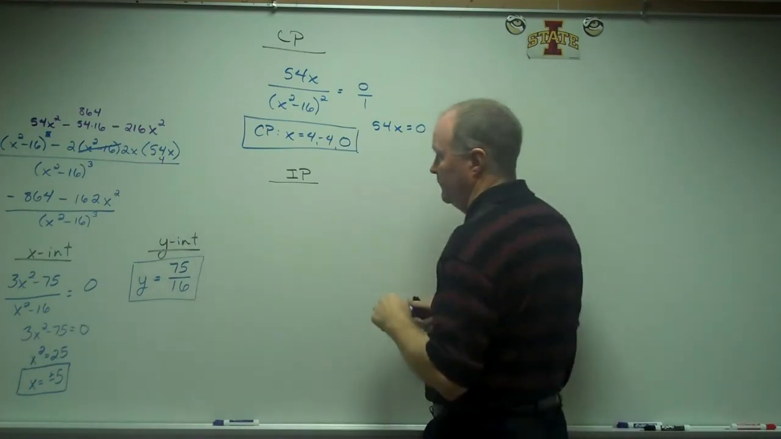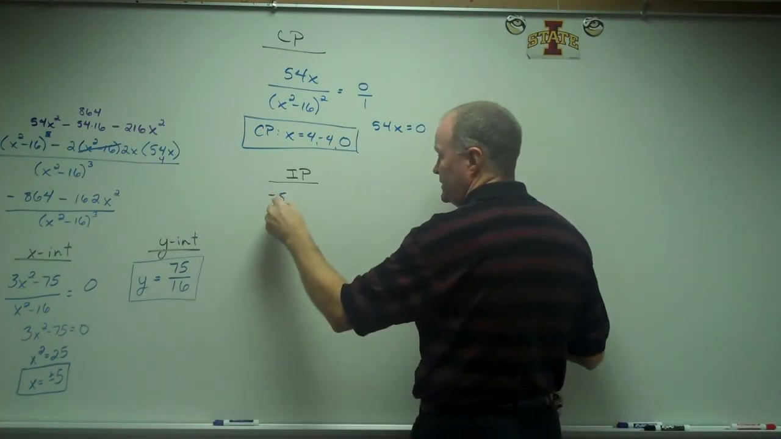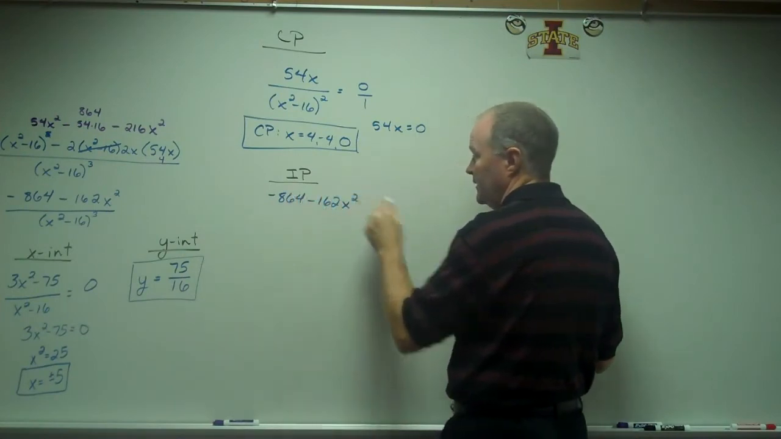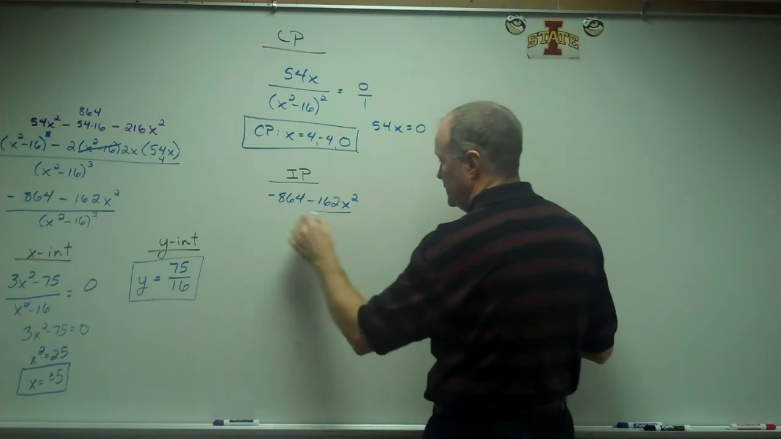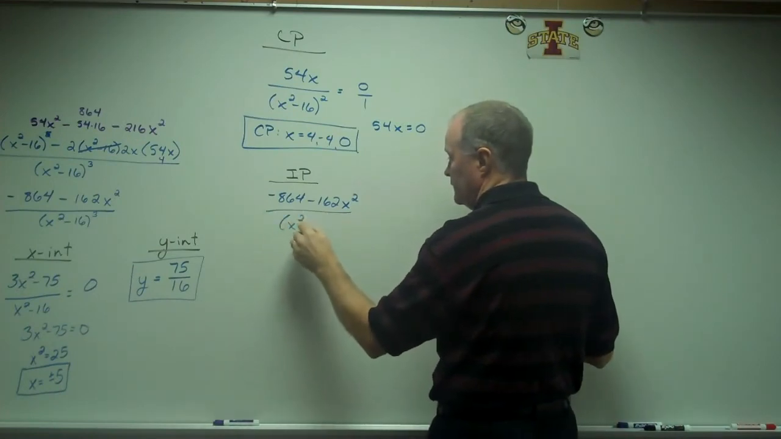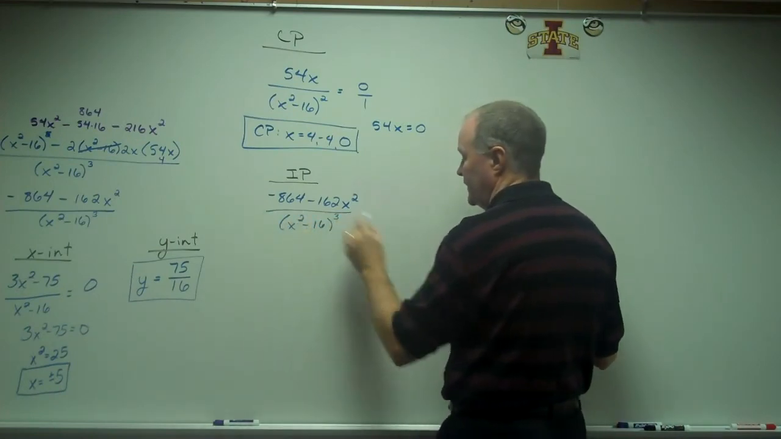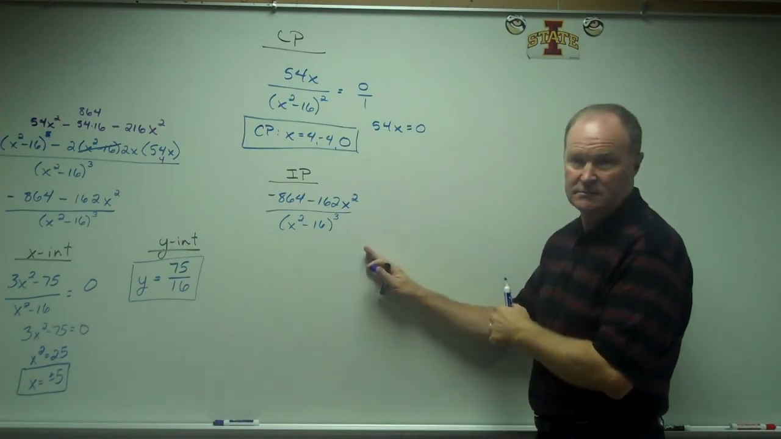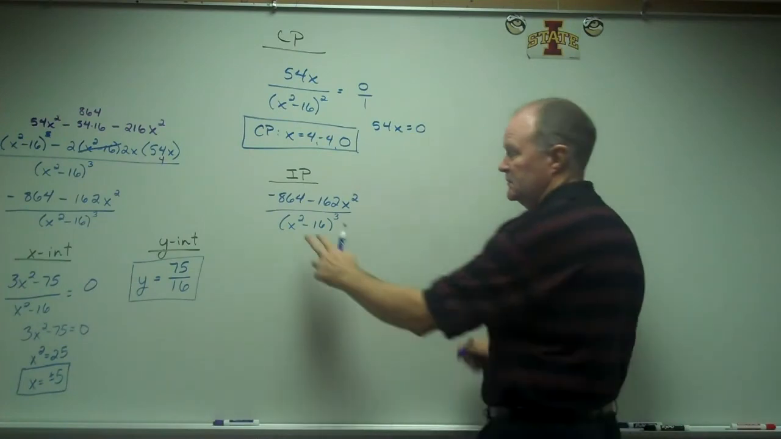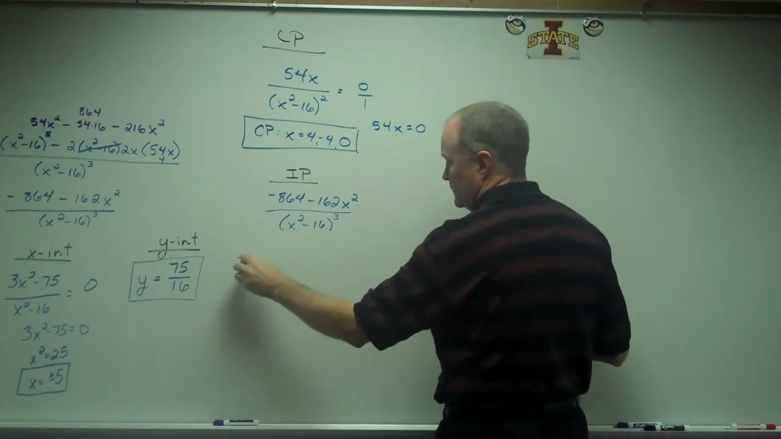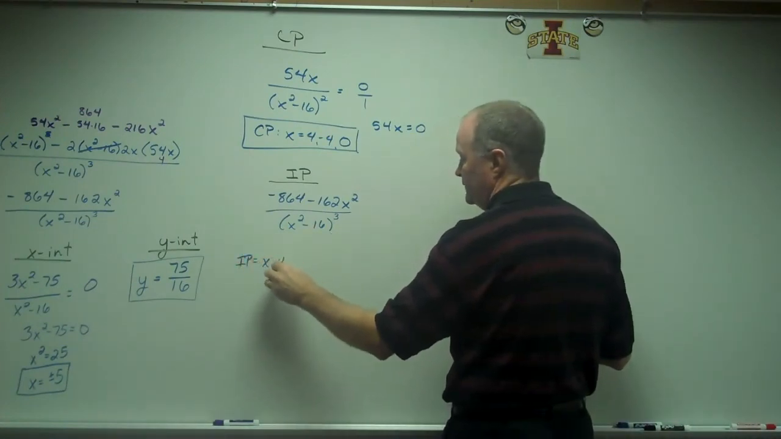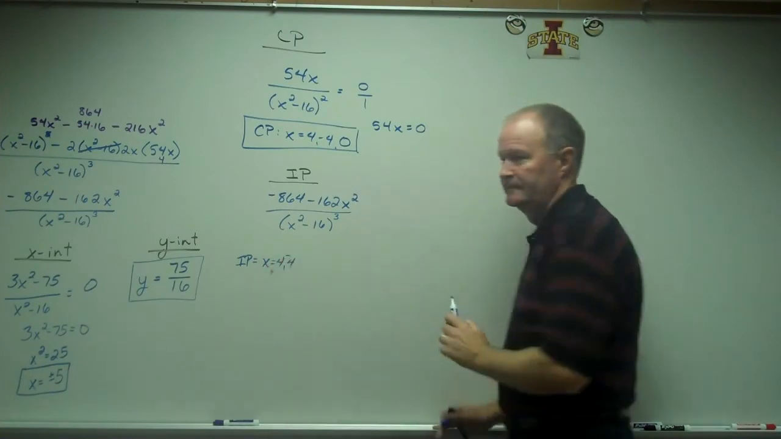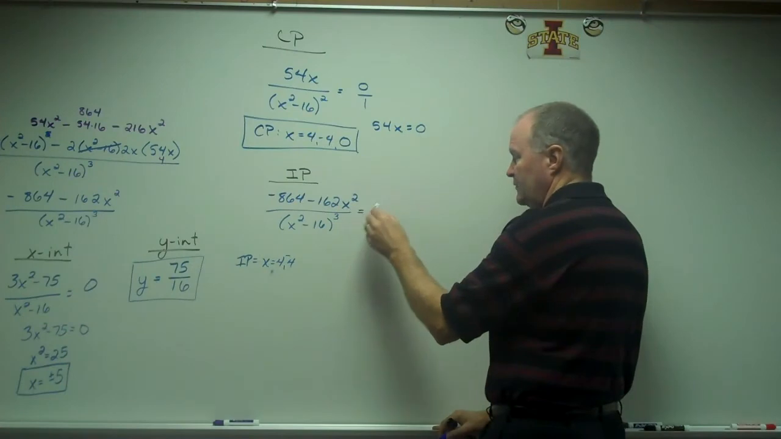Second derivative is right there. Big mess. Negative 864 minus 162 x squared. Can you take anything out? We'll get there in a second. Like we were just talking, type 1s and type 2s. I got 4 and negative 4 again. Now I got to set that equal to 0.